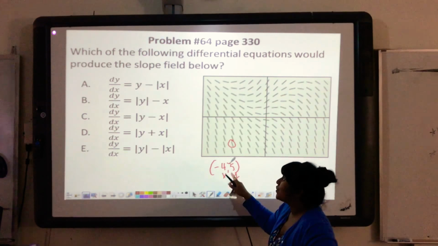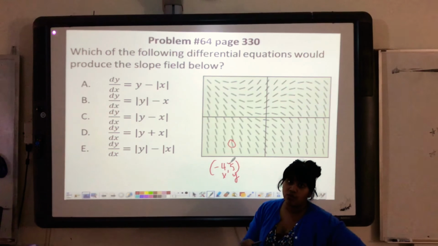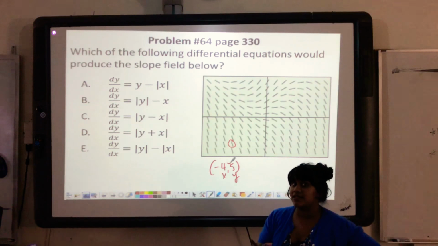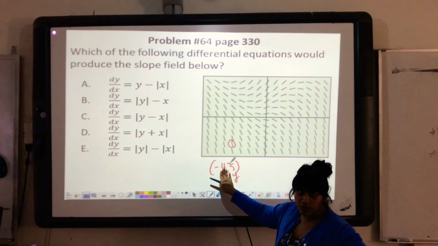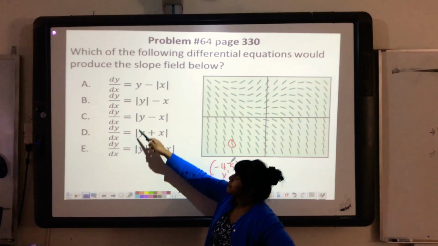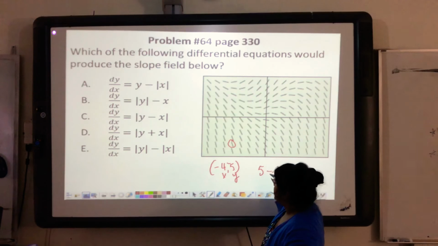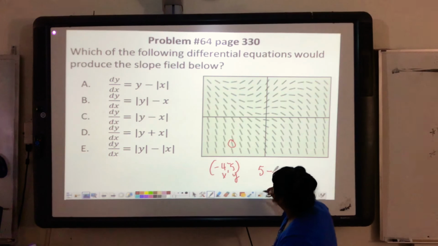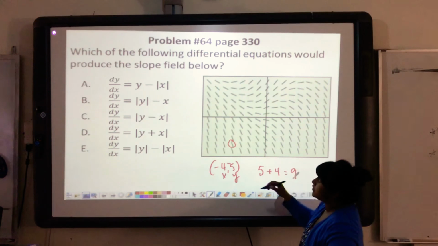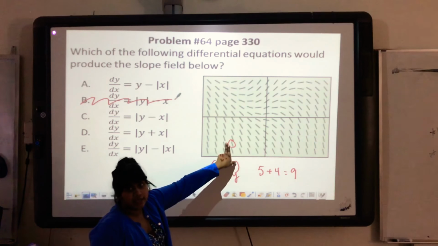My apologies. So when I plug that in, -5 minus the absolute value of -4. So -5 minus +4 gives me -9. So that seems about appropriate. Okay, let's look at B. What would be the absolute value? So here, 5 minus my true value -4, so +4 gives me a +9. So it can't be B. We know that. It absolutely can't be B because this is a negative slope.